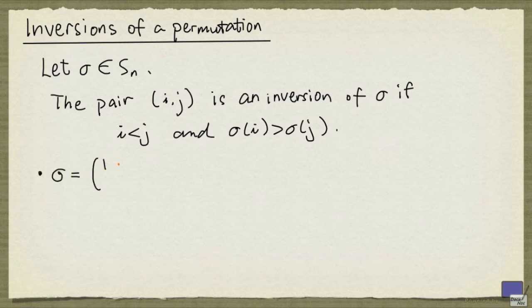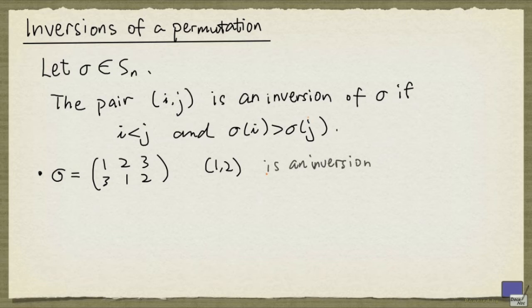And if sigma is this permutation, then the pair (1, 2) is an inversion because 1 is less than 2, but sigma(1) is 3, which is bigger than sigma(2), which is 1. And there is another inversion here. If I look at the pair (1, 3), sigma(1) is 3 and sigma(3) is 2. So sigma(1) is bigger than sigma(3). So (1, 3) is also an inversion. And that's all. There's no other inversion. For example, if you look at the pair (2, 3), sigma(2) is 1, which is less than sigma(3). So that's not an inversion.